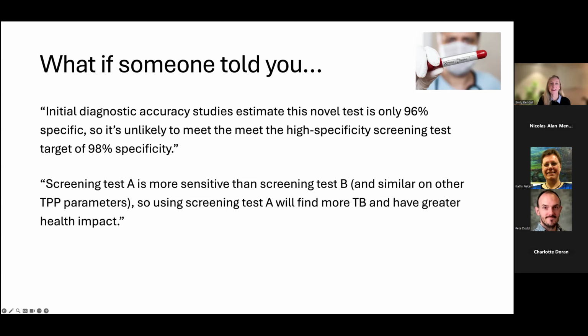Or maybe I'm comparing tests and thinking about the importance of sensitivity and the ultimate ability to increase case detection. And I say screening test A is more sensitive than screening test B, and on other characteristics like turnaround time and cost, they're similar. And so screening test A is going to find more TB and have more health impact than screening test B. When is that not true?